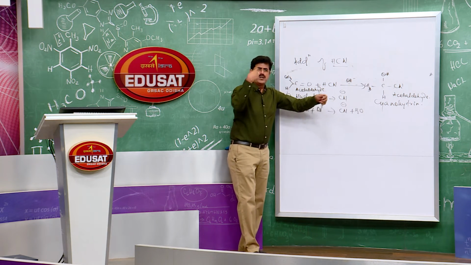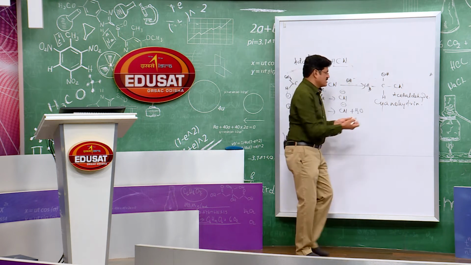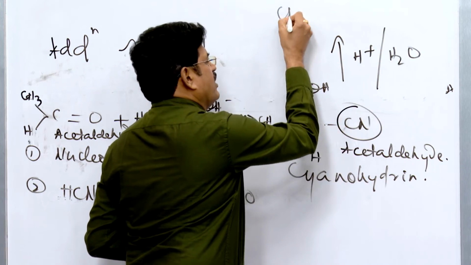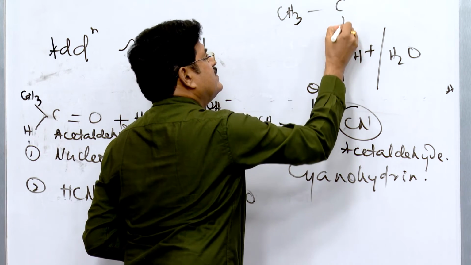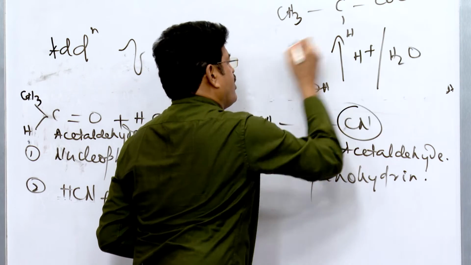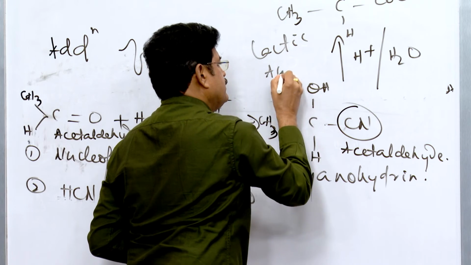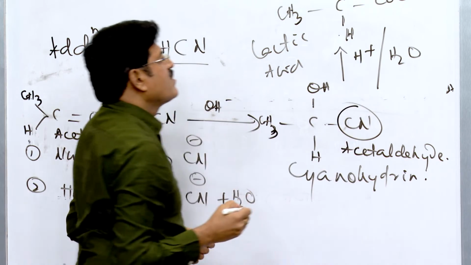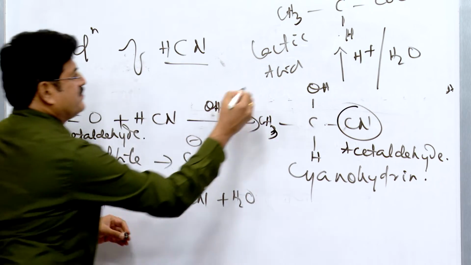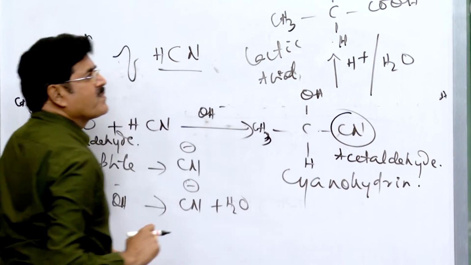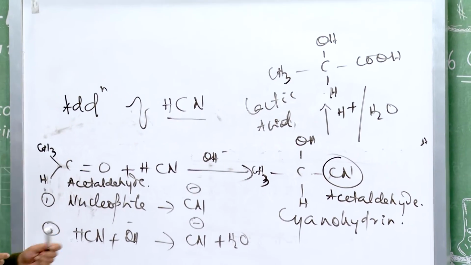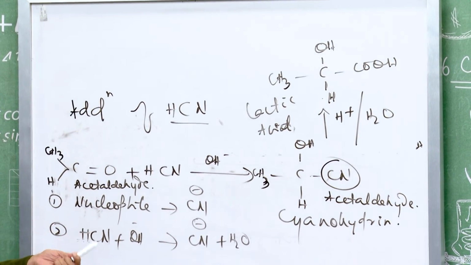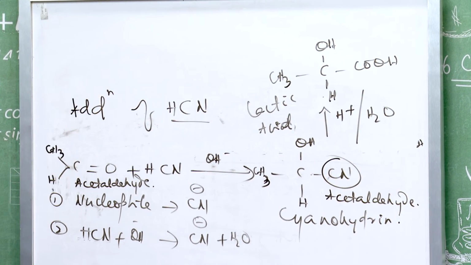We can convert this compound into hydroxy acid just by acid hydrolysis, because the cyanide group can be hydrolyzed to carboxylic acid by acid hydrolysis. This hydroxy acid is called lactic acid. This is lactic acid. So this reaction can be used for this conversion. If the question asks how you will prepare lactic acid from acetaldehyde, this is the reaction.